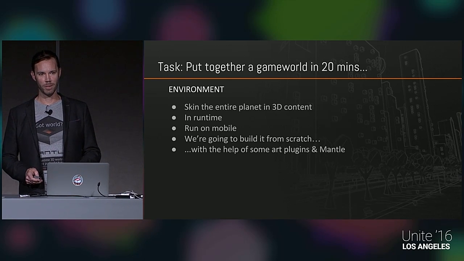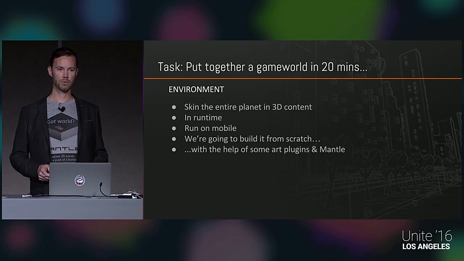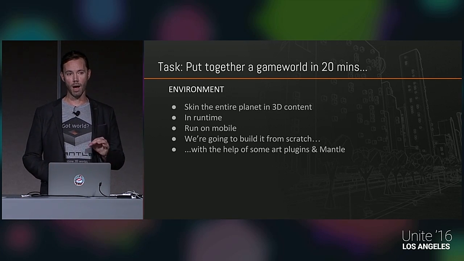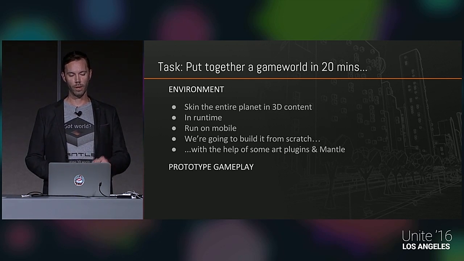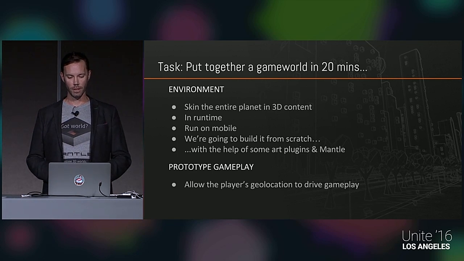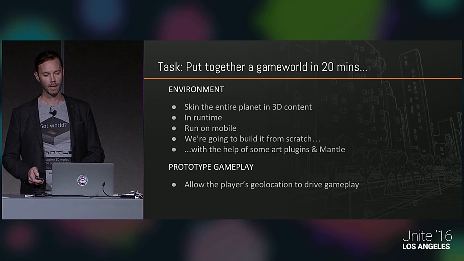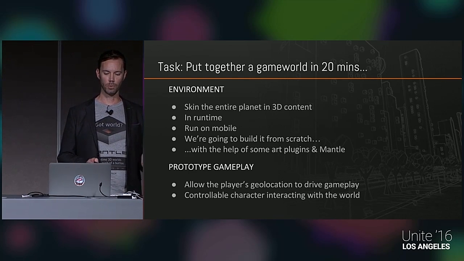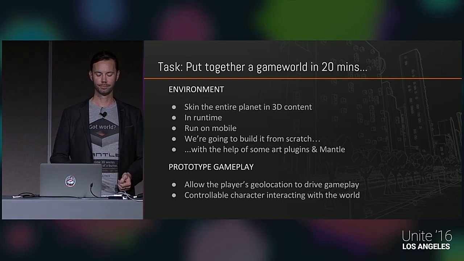We are going to cheat a little bit. We're going to use some plugins from the asset store, and we're going to use some art that we put together. We haven't done a lot of work on it. It's just enough to sort of show the concept. And then we're going to put some prototype gameplay in. We're going to use the player's geolocation to drive some of that gameplay, and we're then going to have a controllable character that can interact with the world.